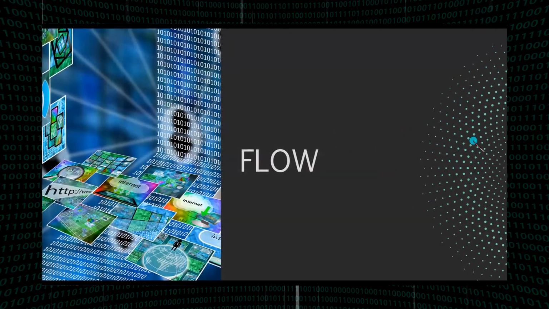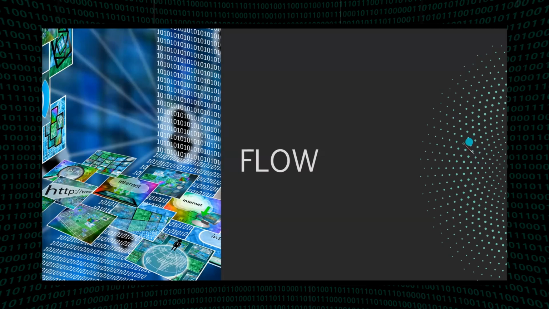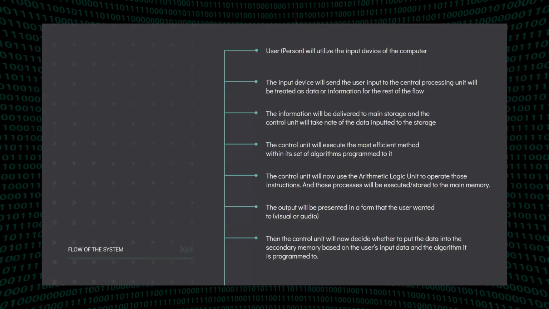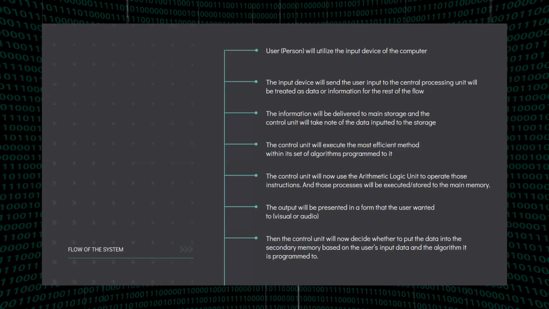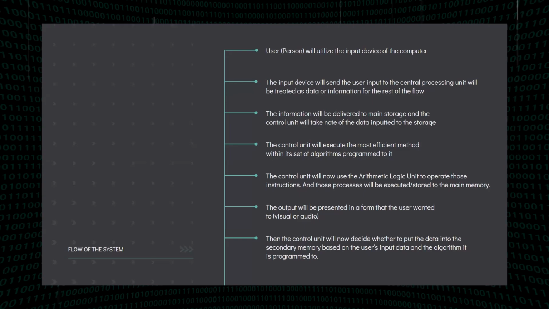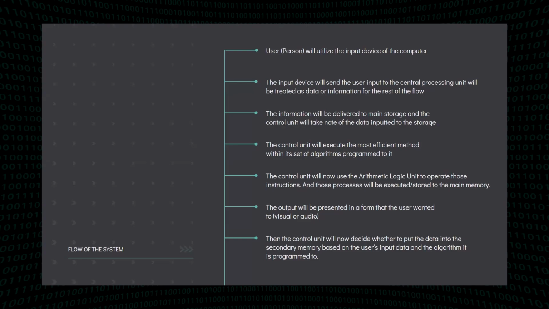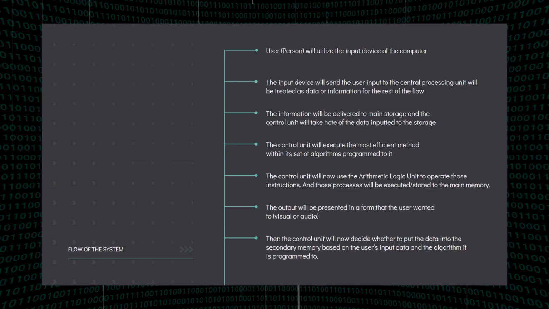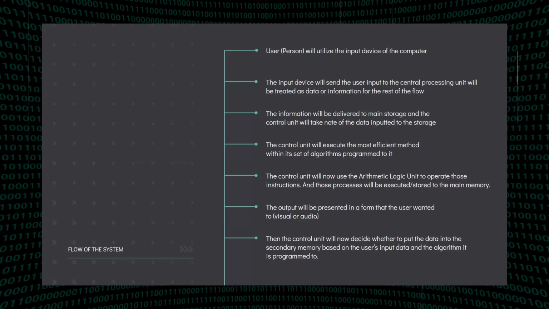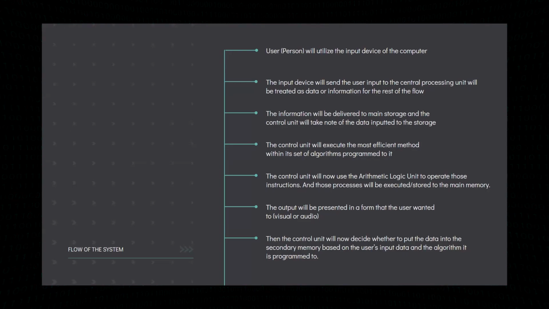The general system flow of a computer system starts with the user using the input devices of the computer. These are the following steps or processes. First, the user or the person will utilize the input device of the computer. Then, the input device will send the user's input to the central processing unit, where it will be treated as data or information for the rest of the flow. Then, the information will be delivered to the control unit from the main storage. The control unit will execute the most efficient method within its set of algorithms programmed to it.